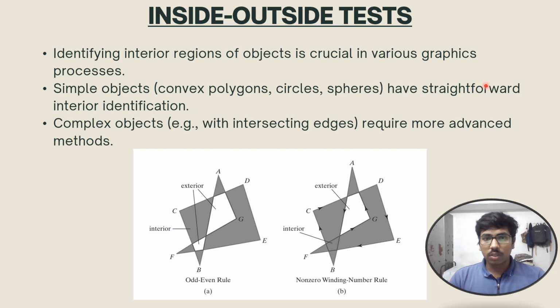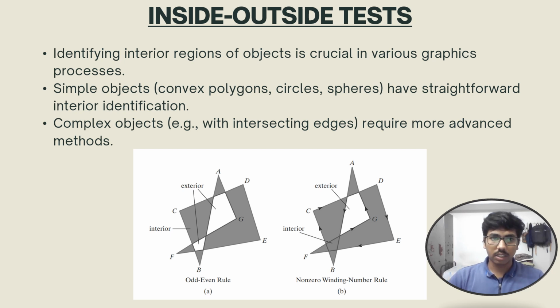Now, the inside-outside test. Various graphic processes often need to identify interior regions of objects. Identifying the interior of a simple object, such as a convex polygon, a circle, or a sphere, is generally straightforward, but sometimes we must deal with complex objects. For that, we use these tests. So identifying the regions of the object is crucial in various graphic processes.